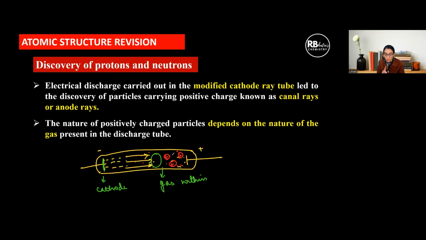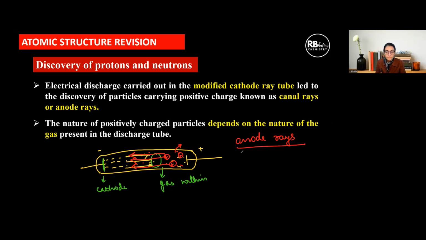They are not only protons, they are positively charged particles. Depending upon the mass of these particles and the charge on these particles would depend upon the nature of gas. So all these would start moving in the opposite direction, getting attracted towards cathode. So these were called as anode rays. Why these positively charged particles constituted anode rays?